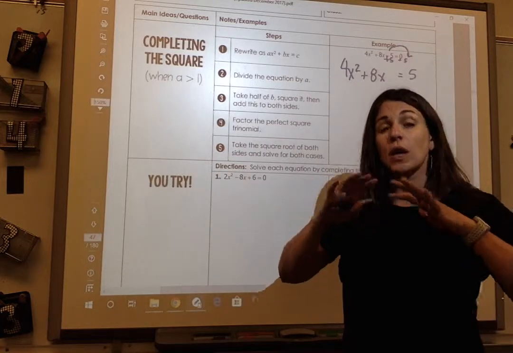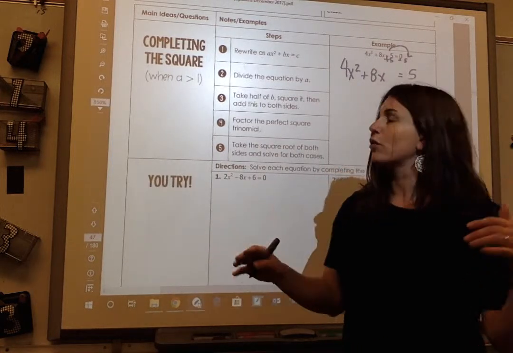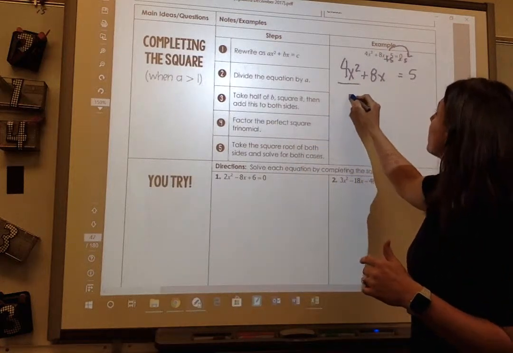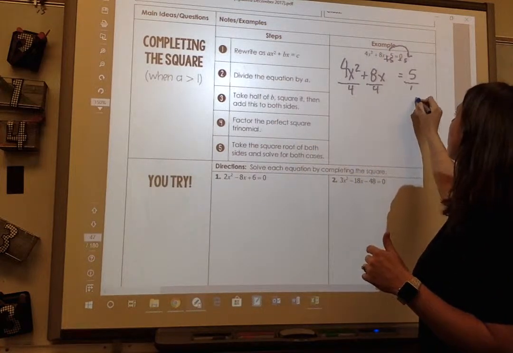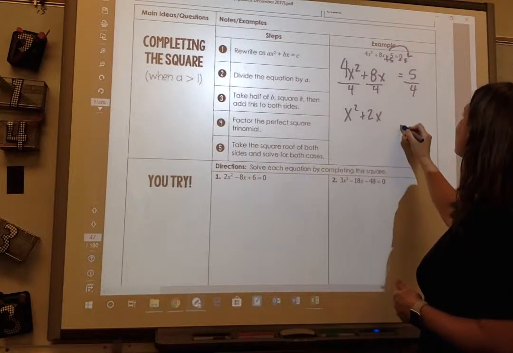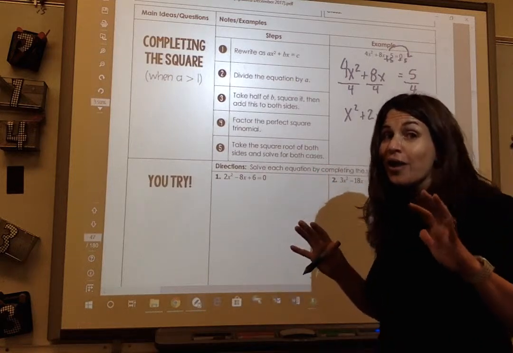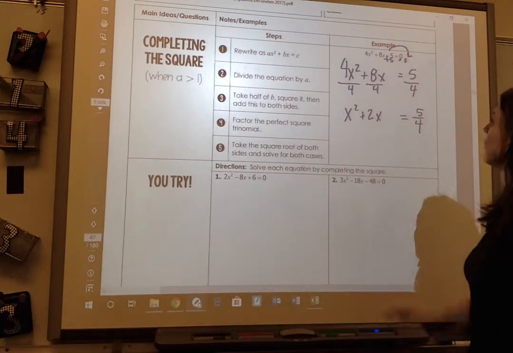So remember, equations mean equality, so whatever you do to one term, you do to all the terms. So if this is 4, I'm going to divide everything by 4. And I get x squared plus 2x equals 5/4. Ooh, a fraction. It's okay. You can work with a fraction. So here's where I am.